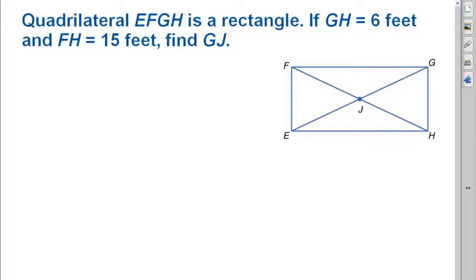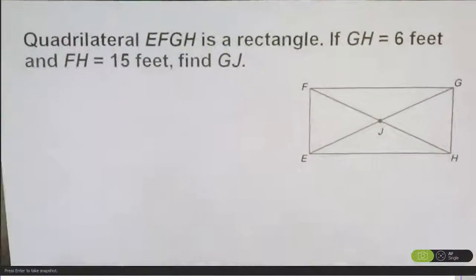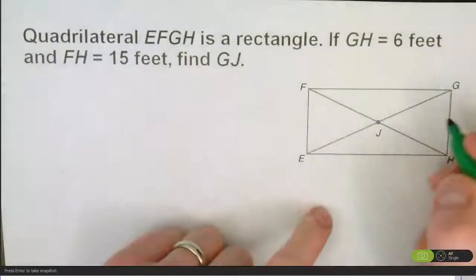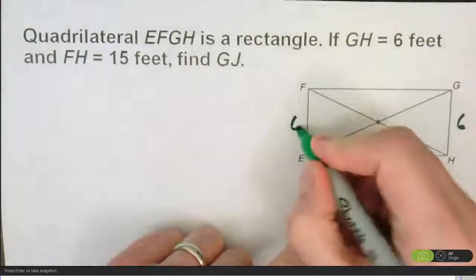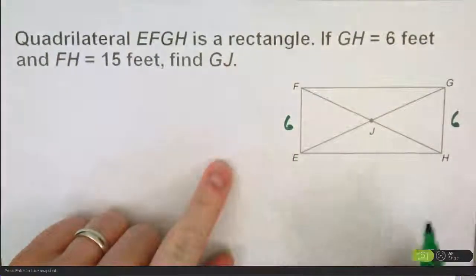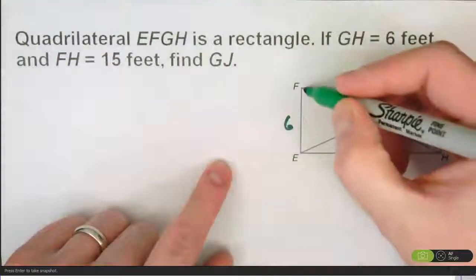Okay, so using that, first problem. Quadrilateral EFGH is a rectangle. If GH is 6 feet and FH is 15 feet, find GJ. So first of all, let's mark what we know. We have a rectangle. GH is 6, so here's GH, it's 6. Which means FE is 6, because remember, in a rectangle the opposite sides are congruent because it's a parallelogram. And FH is 15.